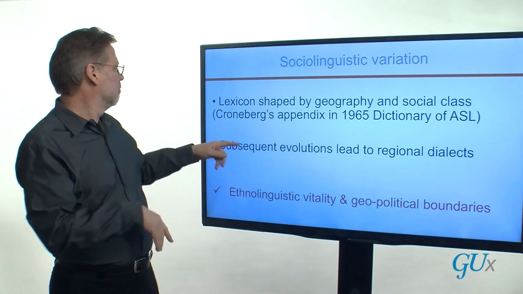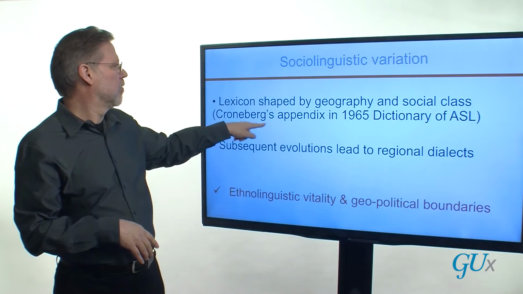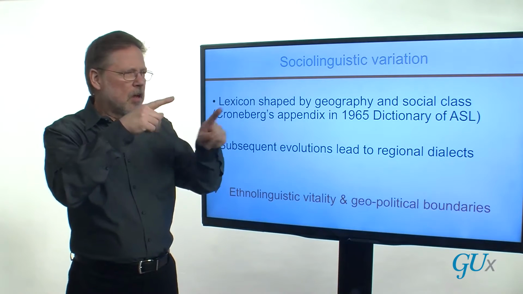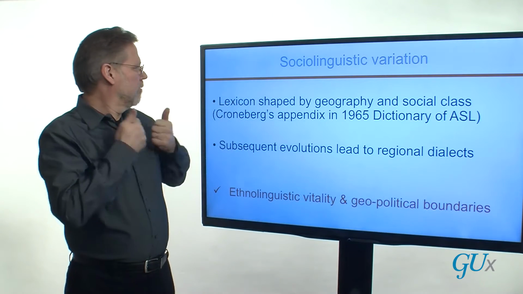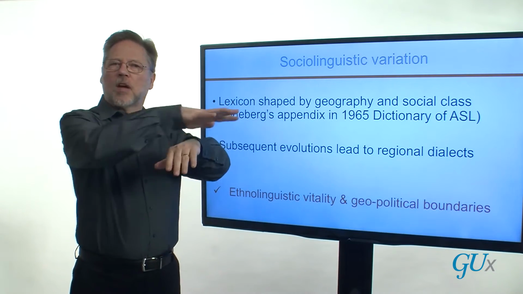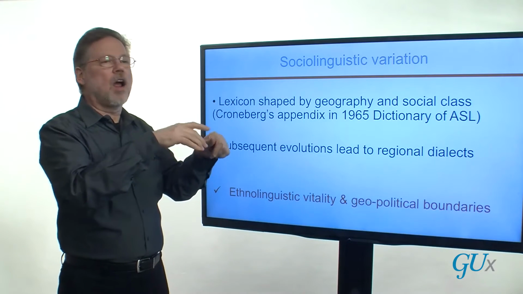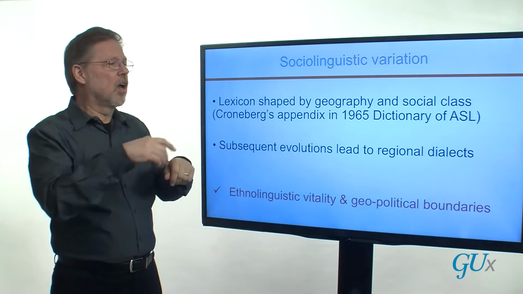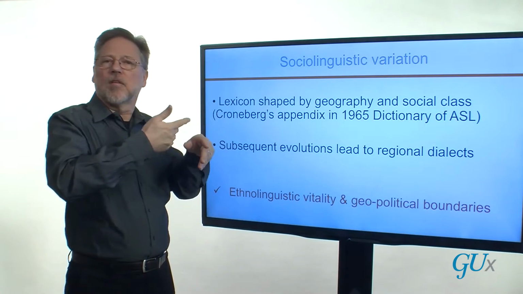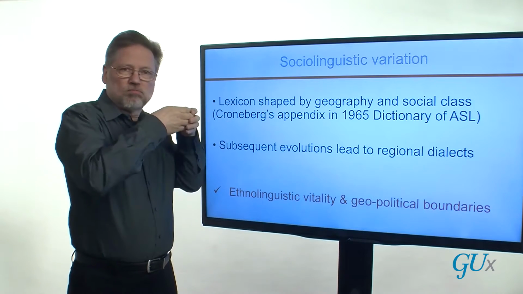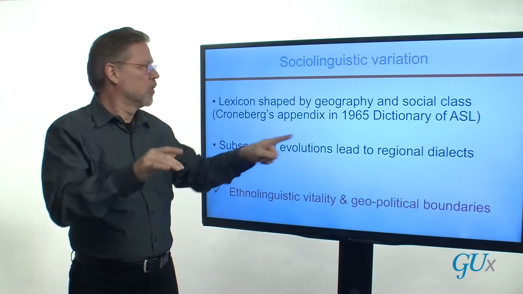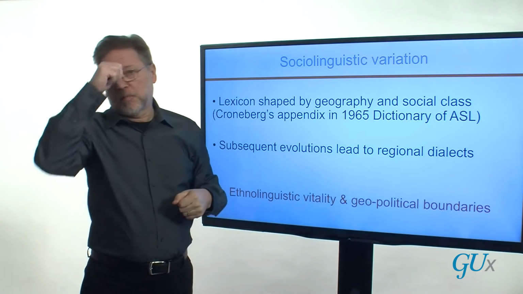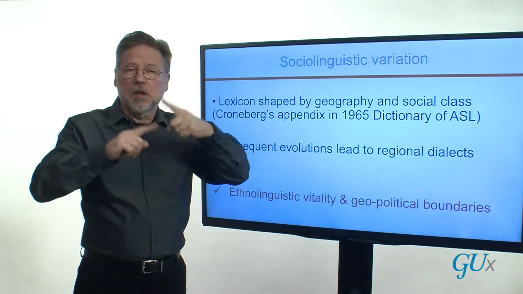The first recognition of this appears in Kronberg's appendix in the 1965 Dictionary of ASL. He describes observations of sign varieties that were tied to where people live, or geography. So distinct geographic areas can have different signs. Also, there can be different social groups based on heritage that can be insular, leading to variation based on social class. Social class can also include gender, so males and females may sign differently.